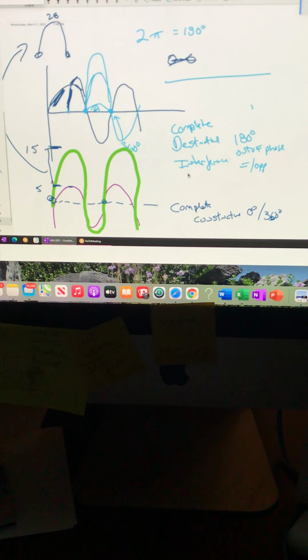Good. Elena, what did you just ask? Yeah, no, if you're a 2 pi shift, then you're 360 and you're in phase. So that's constructive, period, exclamation point. Got it?